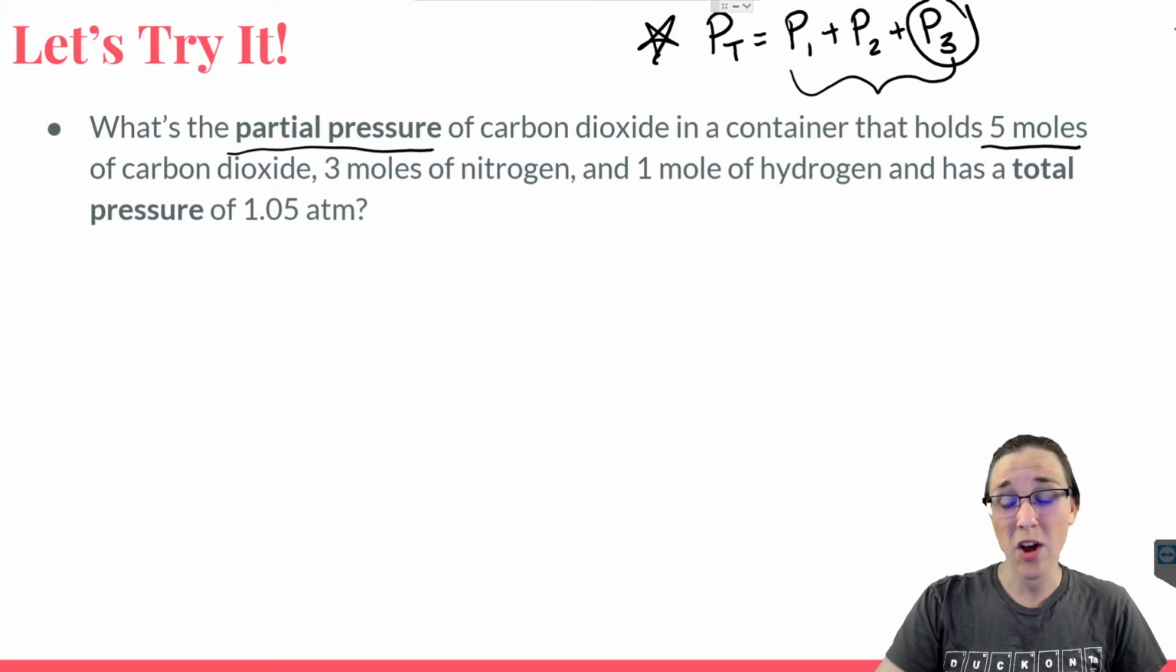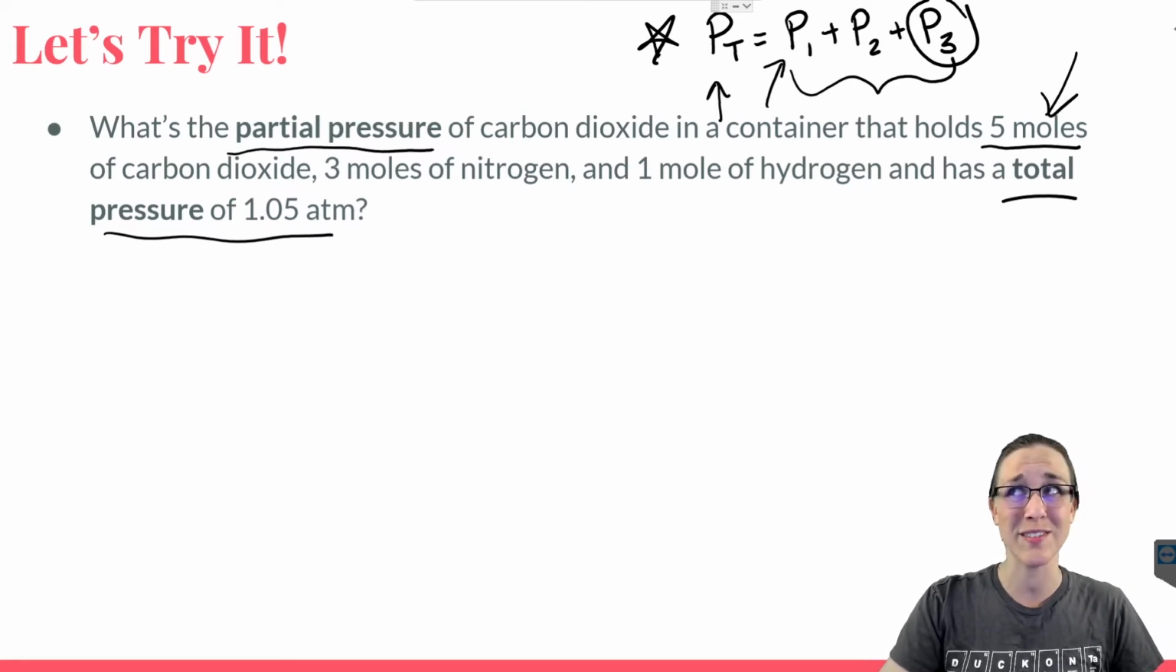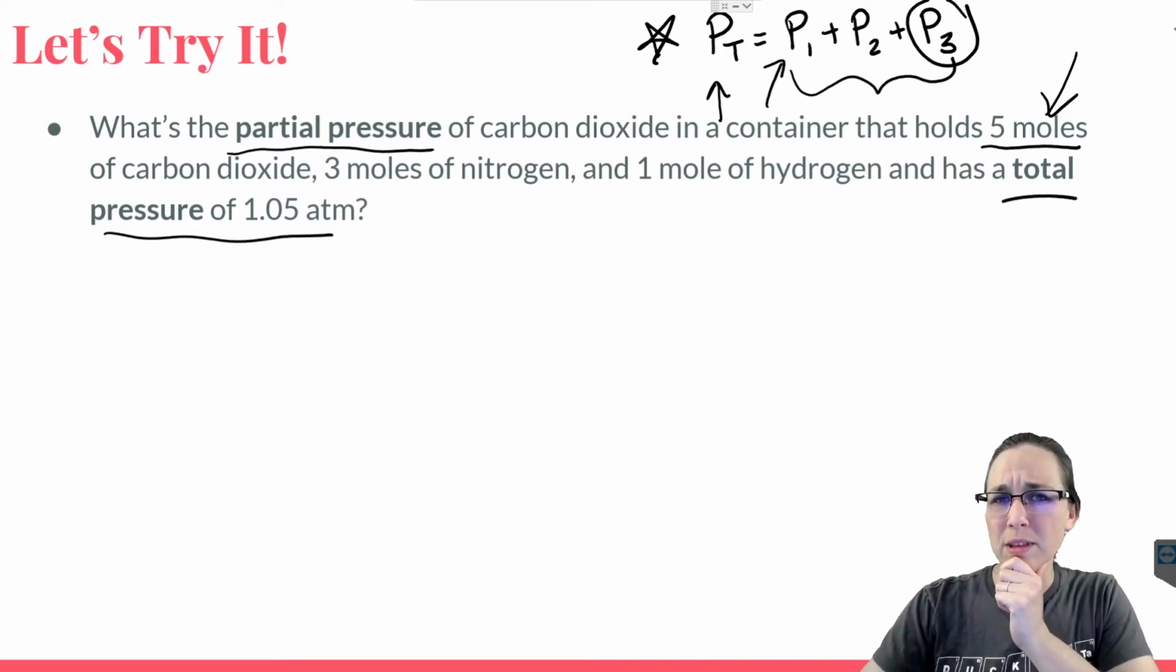This would be easy to solve if we had the total pressure, which we have here, and we had partial pressures given of the other gases, but we don't. All we have are moles. So how do we end up going from moles of a gas to partial pressures of each gas? Well, let's think through this logically.